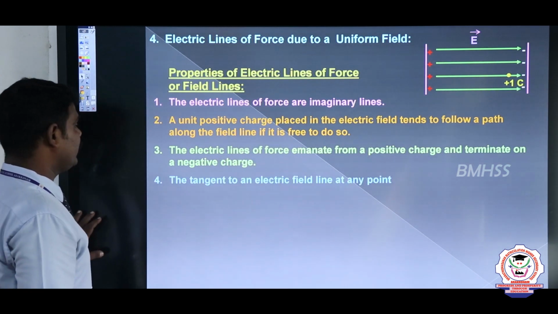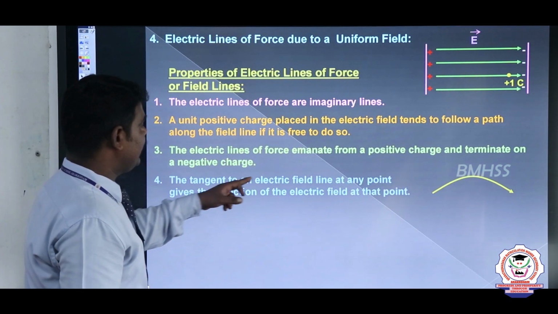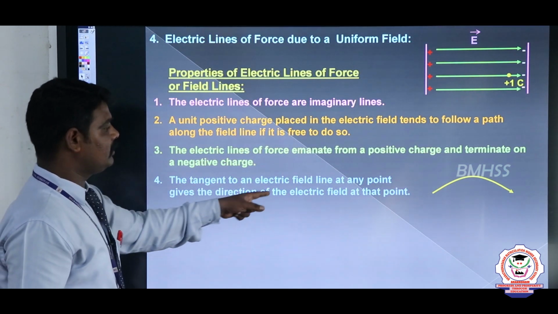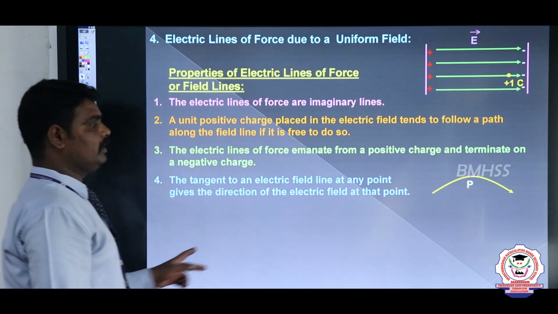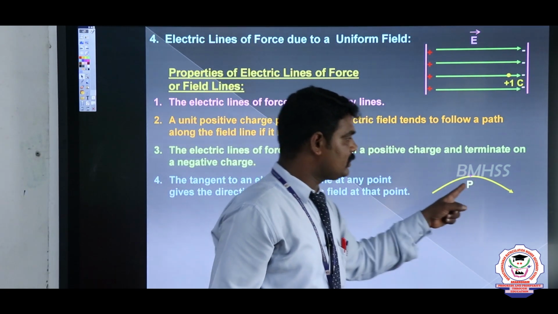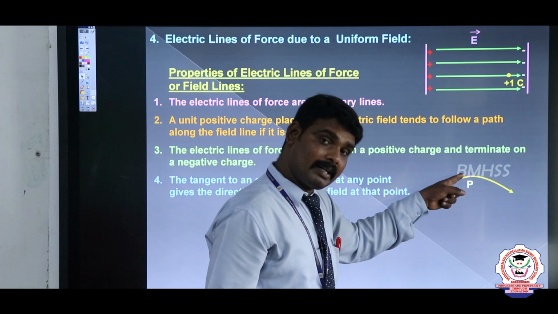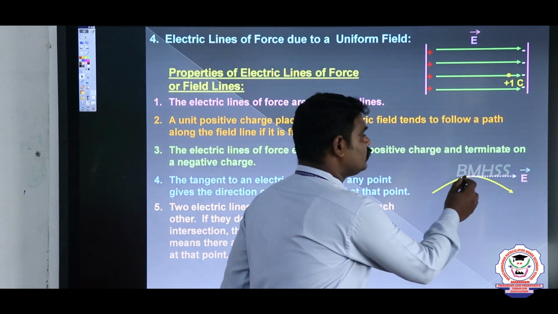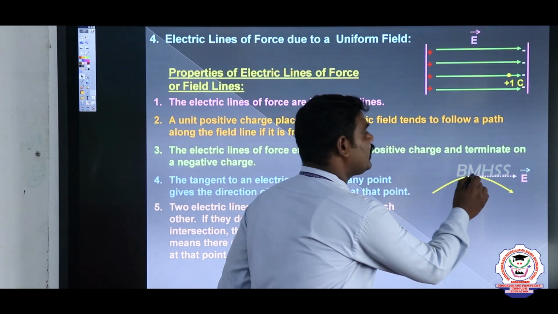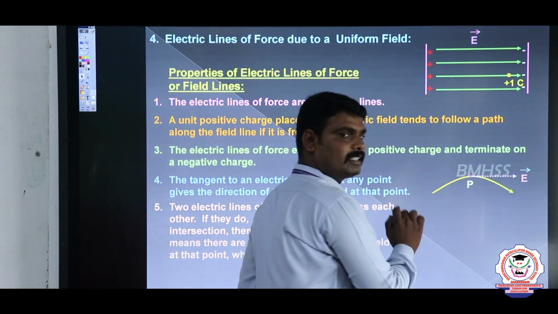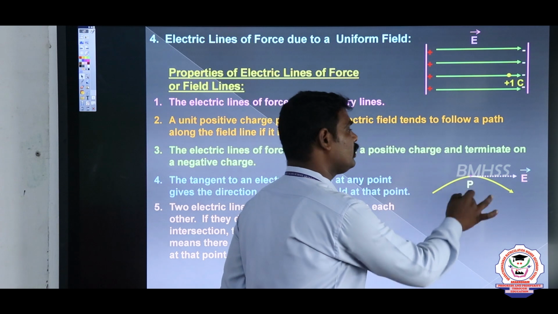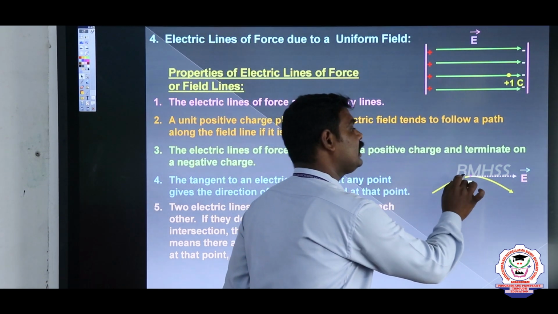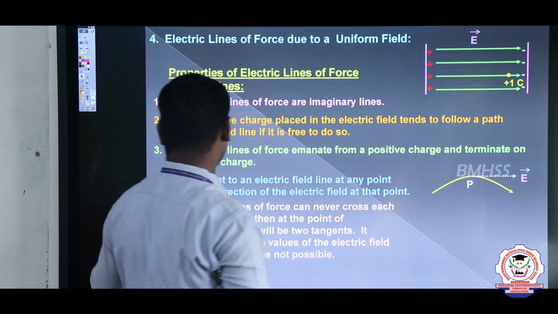Next, the fourth point: the tangent to an electric field line at any point gives the direction of the electric field at that point. See, this is my electric field line. Consider this a point on the electric field line. At this point, the electric field acts in this direction. Tangent means we have to draw the line touching the curve at that point. So that is our fourth point.